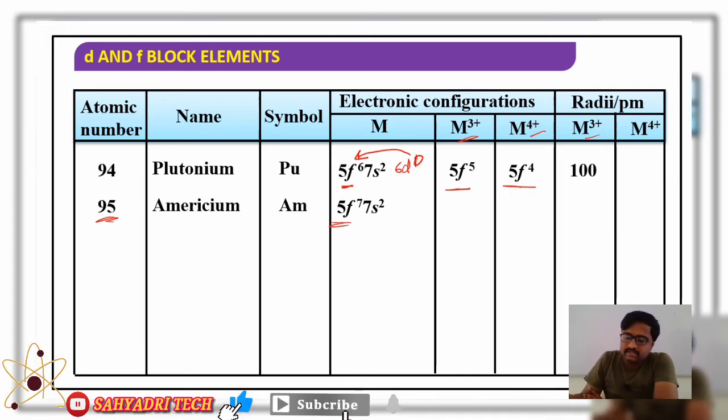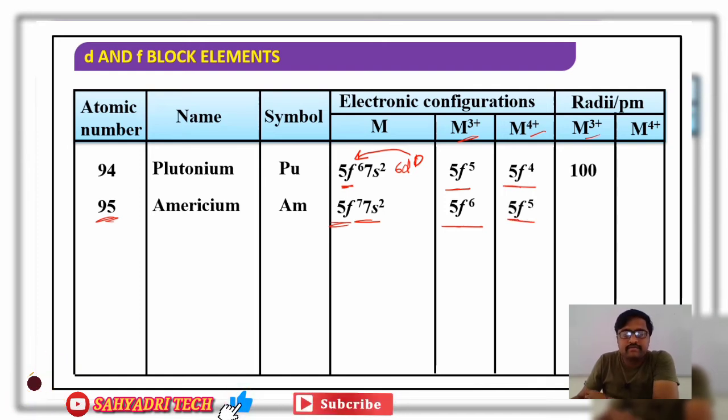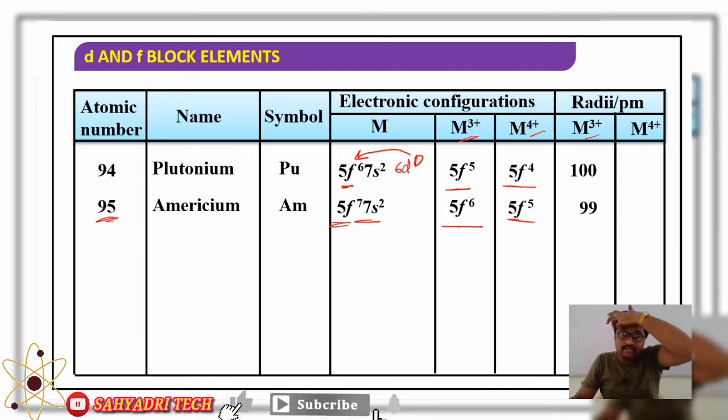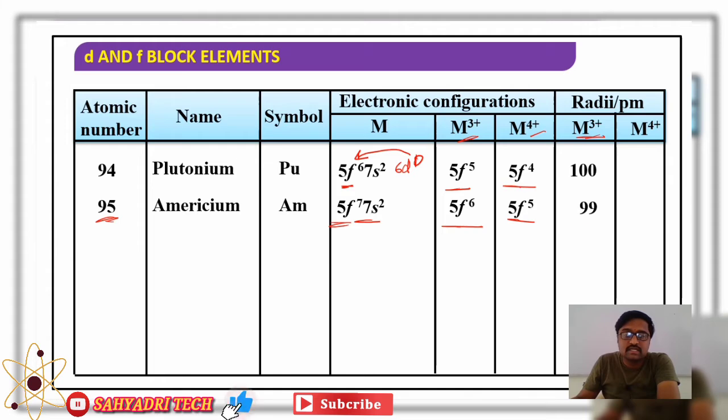In the elemental state, we said 5f7 7s2. Then if you consider +3 oxidation state, it is 5f6 and +4 is 5f5. Then considering the ionic radii, in +3 oxidation state it is 99 picometer, and in +4 oxidation state it is 89 picometer.